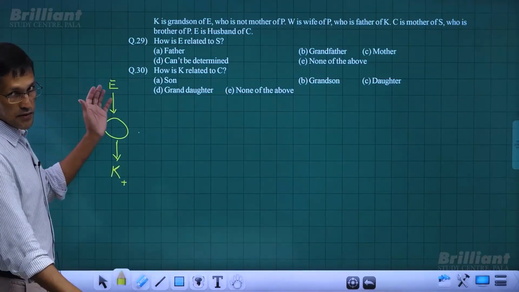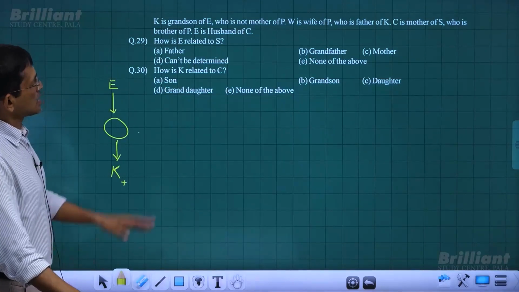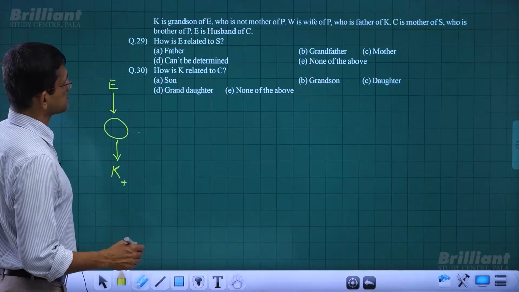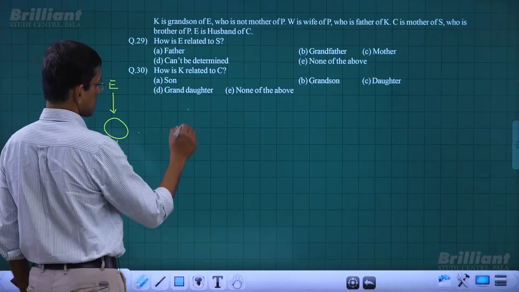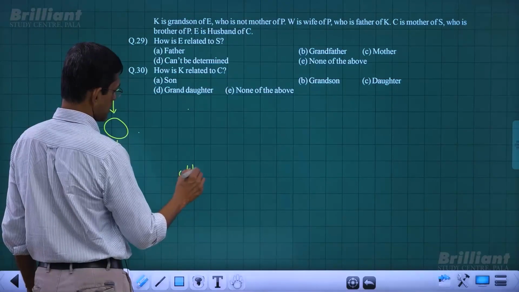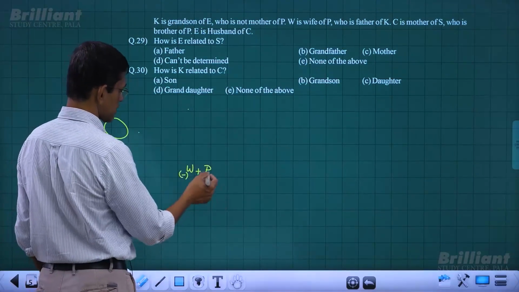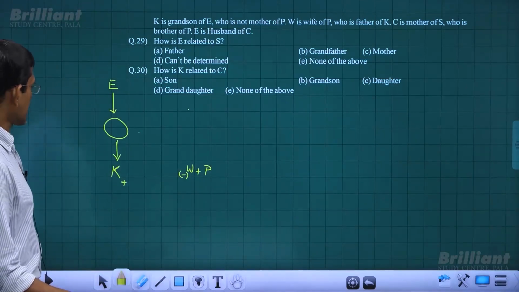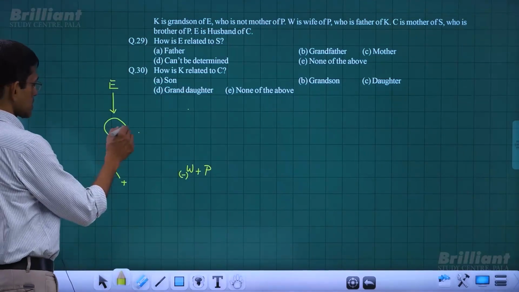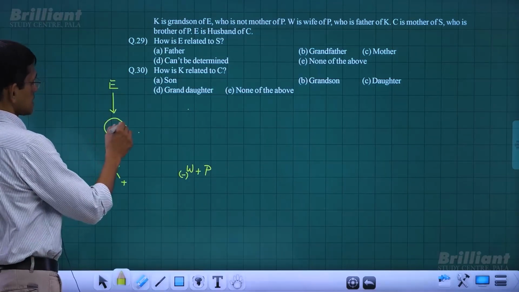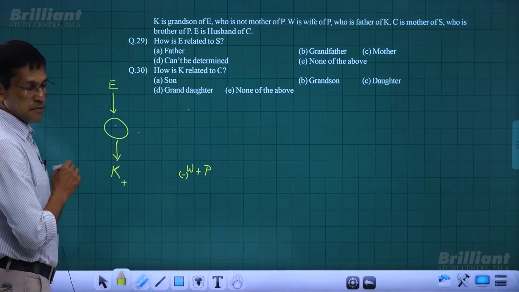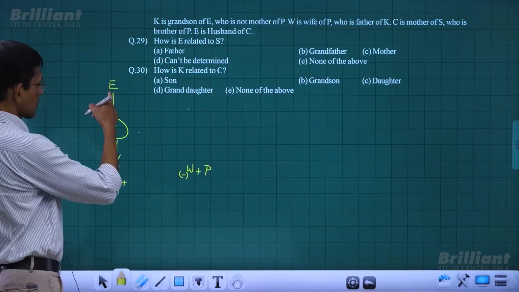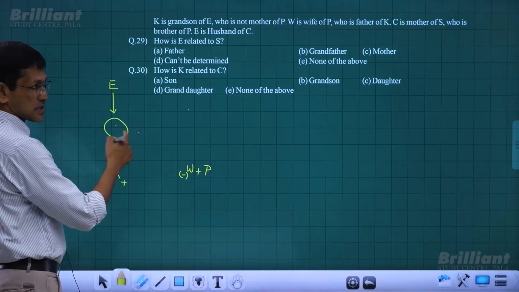E is not the mother of P. And W is the wife of P. We have no idea who P is. W is the wife of P, so P seems to be a male. And P is the father of K. Okay, so P is here. P being the father of K means either P is the son of E or P could be the son-in-law of E.